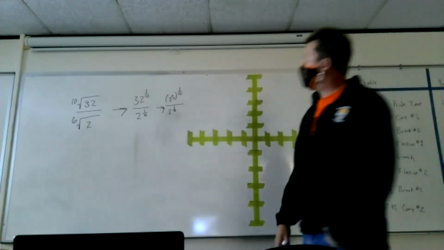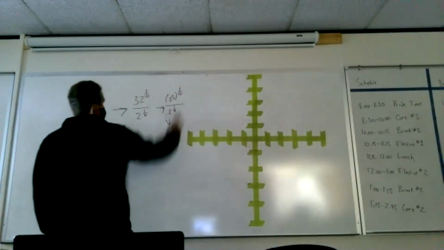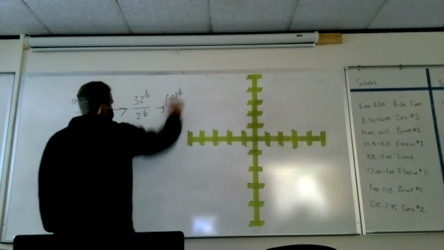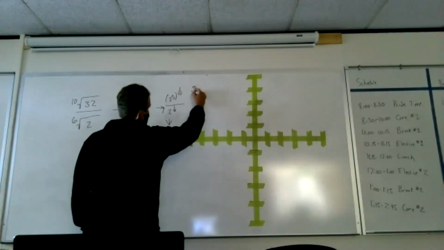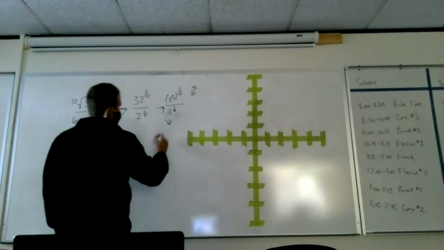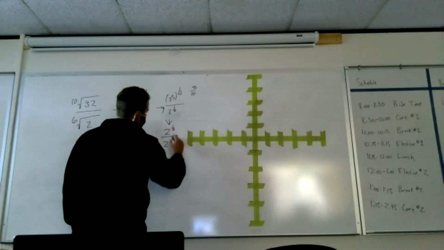Okay, once I've done this, now my power property of exponents is going to kick in. 5 times 1/10 is equivalent to 5/10 or 1/2. So this is 2 to the 1/2 over 2 to the 1/6.